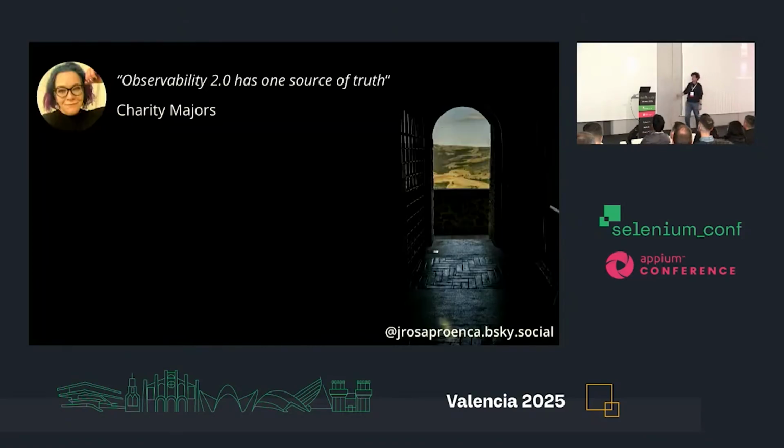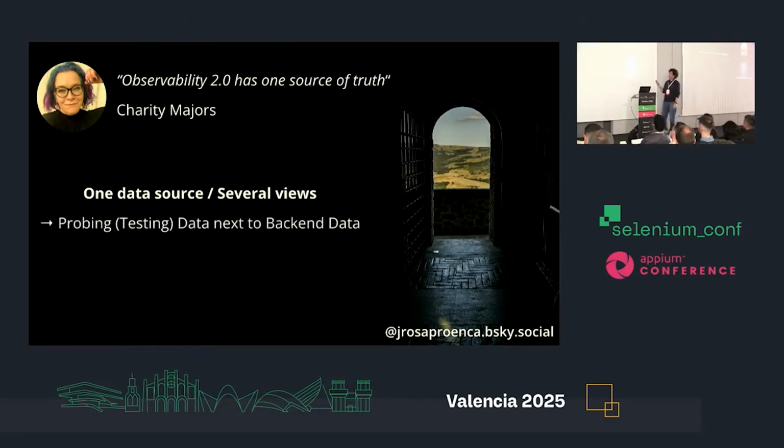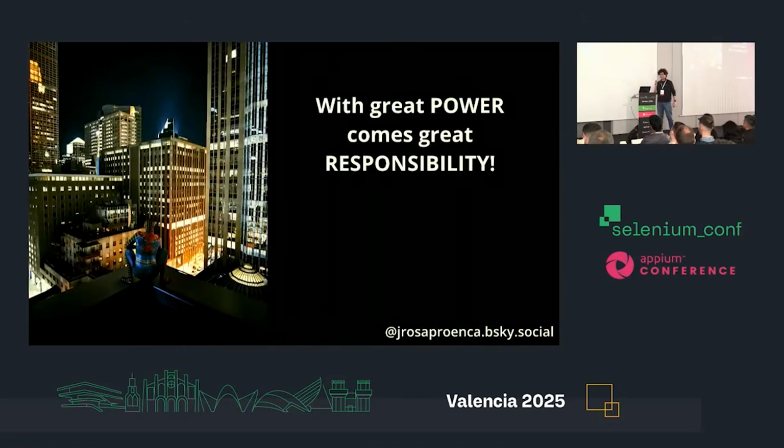This is a quote from Charity Majors. She's one of the most well-known people within the observability world, and she's been talking about this idea that the new age of observability, observability 2.0, is all about having one source of truth, which means having one data source for all of your data and several views. And in my quality engineering mind, that means having probing or testing data next to your production backend service data that allows you to correlate things in conjunction, which was exactly what we obtained here with this probing approach that I've just described.